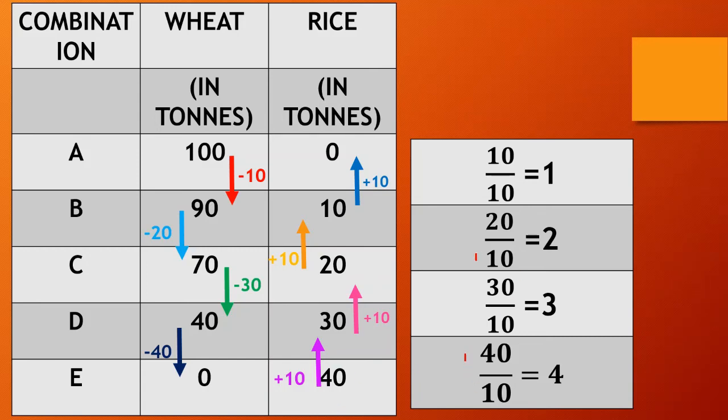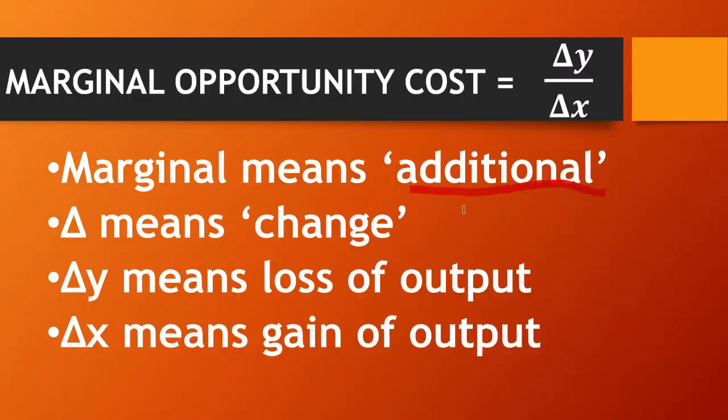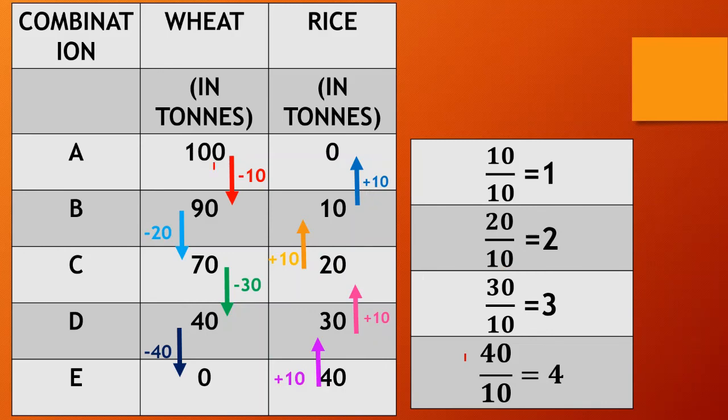So over here, the formula we have studied is what, children? It is delta y upon delta x. Delta y is what? Loss of output. So if I consider loss of output from 100 to 90, what is the loss? It is 10. So delta y is 10. And what is gain? That is delta x. It is 10 minus 0, 10. So 10 upon 10 is equal to 1.